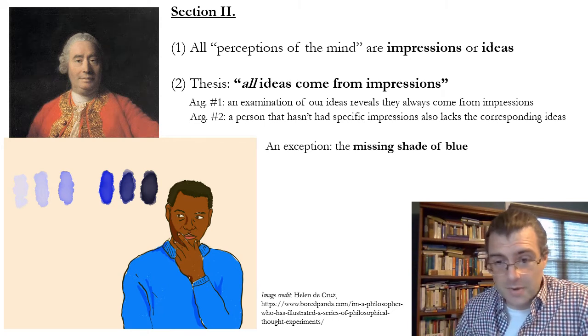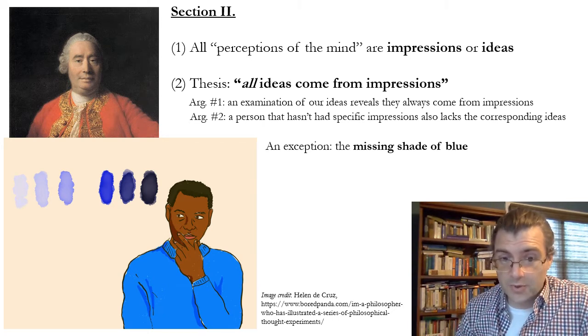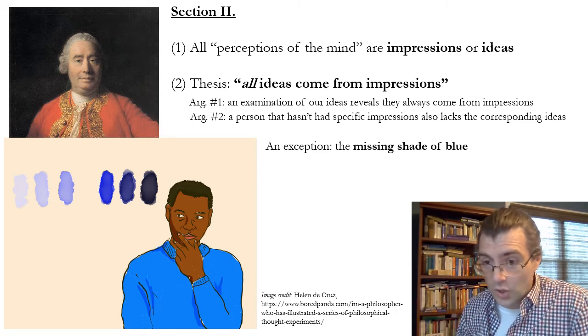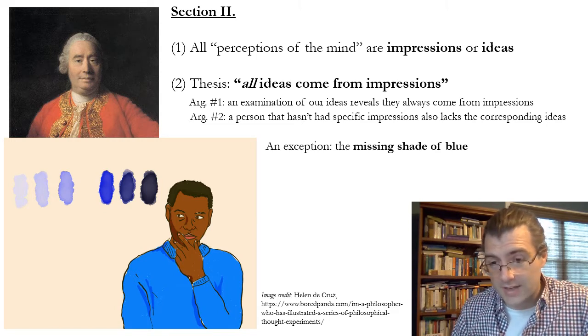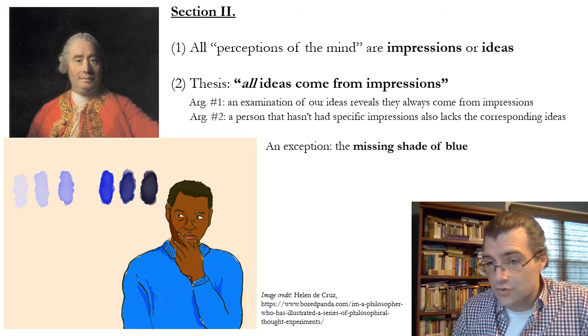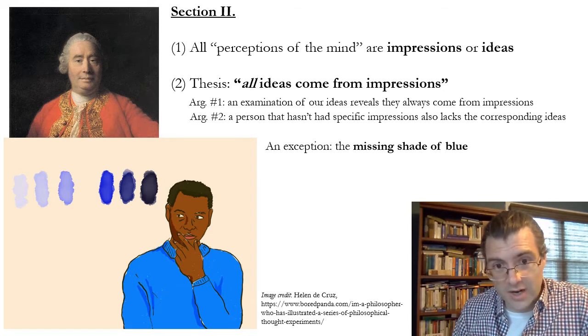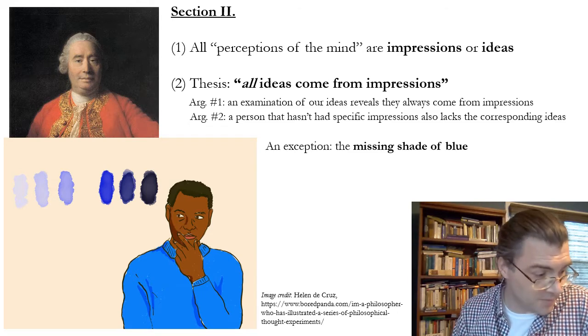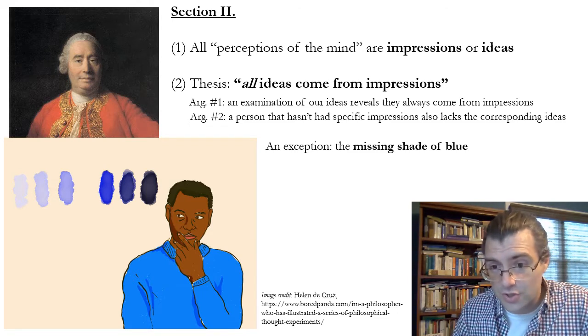Now, Hume does something a bit peculiar here, which is he presents an objection to his own universal generalization. He said all ideas come from impressions, and he's given some arguments for that thesis. But then he says there's one contradictory phenomenon, as he calls it, that is one kind of exception to this rule that he can think of, which is famously known as the missing shade of blue. And this is what he describes in the rest of section 2.